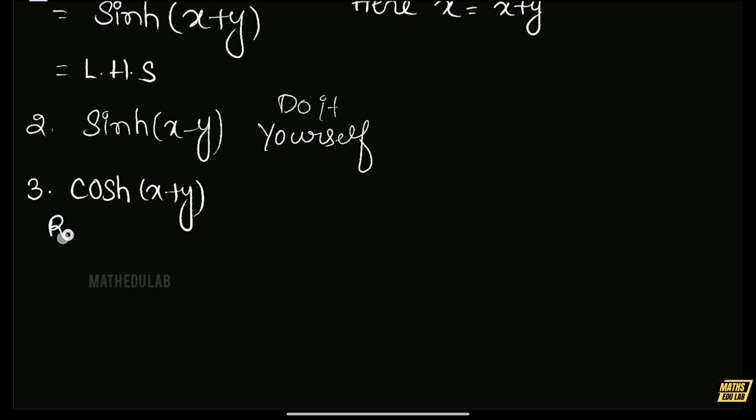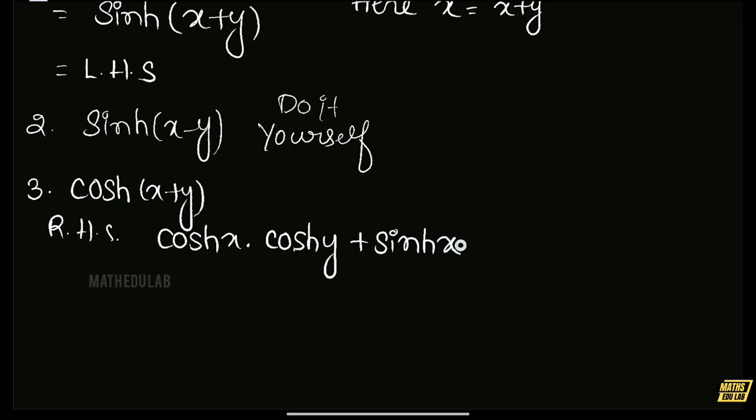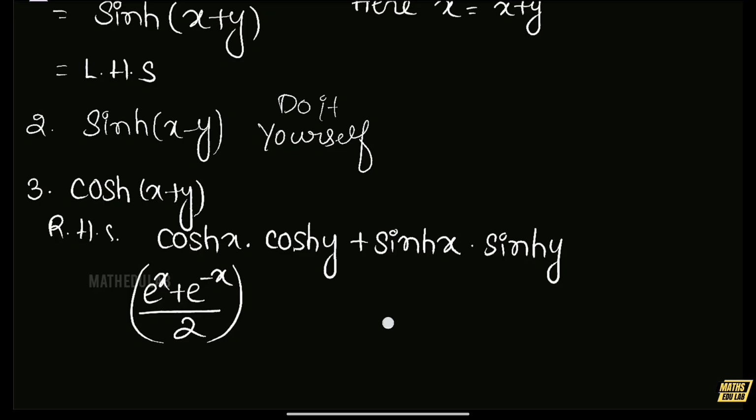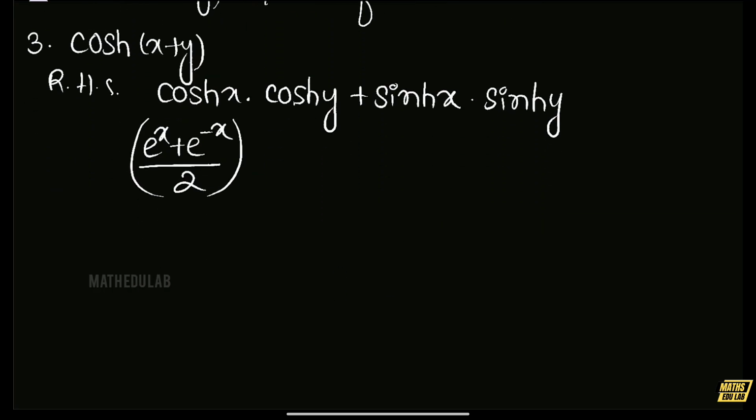So the RHS side is given: cosh x into cosh y plus sinh x into sinh y. So here we will solve. As we know, just put the formula, e to the power of x plus e to the power of minus x by 2. As we have done in the previous question, we have to do the same steps here.